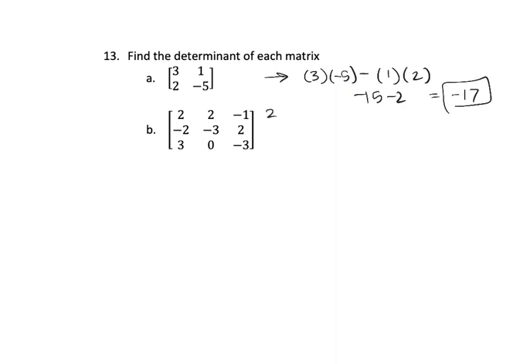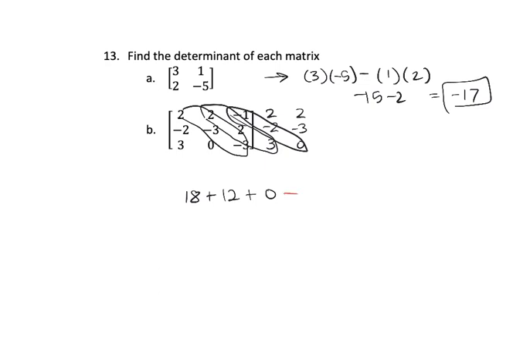For a 3 by 3, it's a little bit different process. Starting from the top left down that direction, 2 times negative 3 is negative 6, times negative 3 is positive 18. Remember, the first 3 rounds we add: 2 times 2 times, and then negative 1 times negative 2 times 0 is 0. The next 3 rounds subtract.